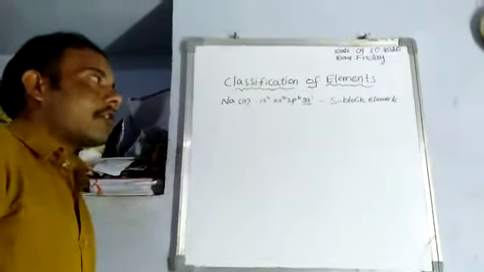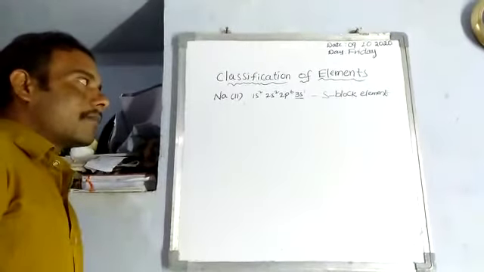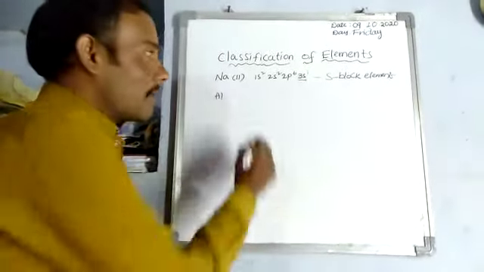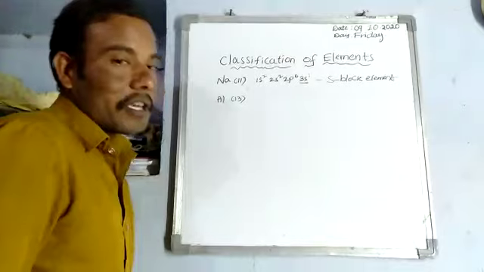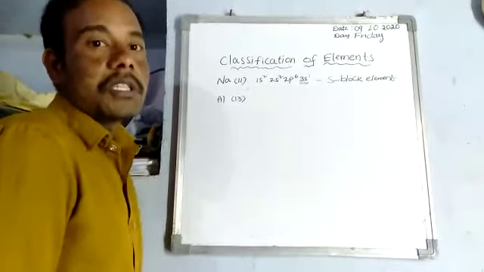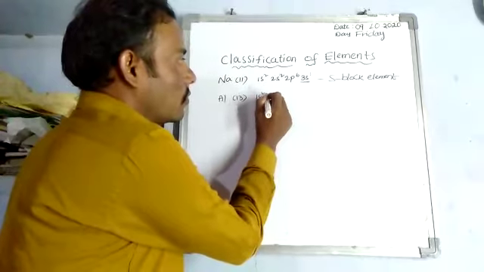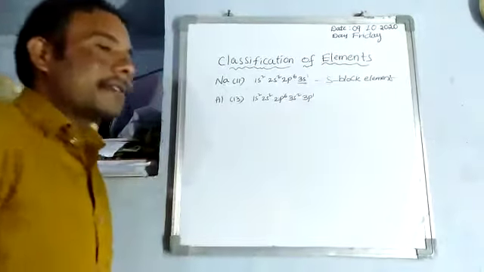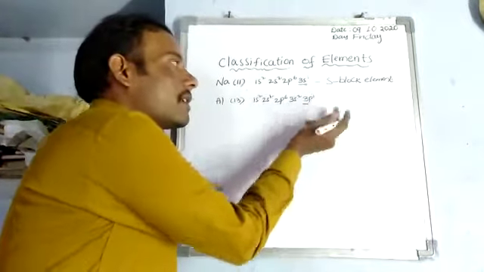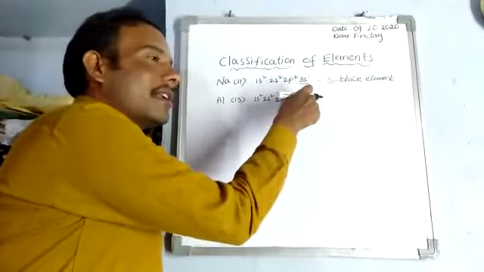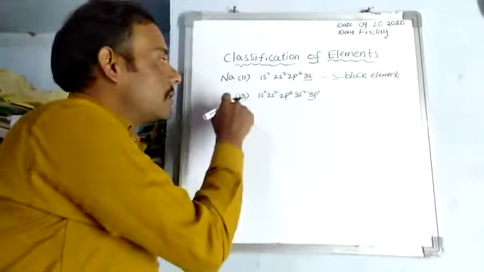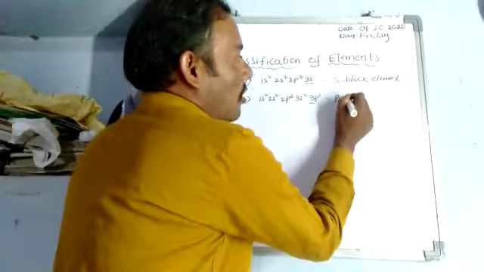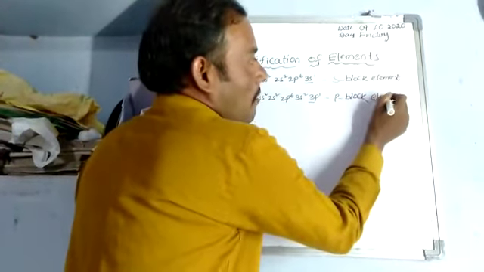Now another example we are taking: aluminium. Aluminium atomic number is 13. The electronic configuration is 1s2, 2s2, 2p6, 3s2, 3p1. Here in this 3p1, the last coming electron enters into the p orbital of the valency shell. So this belongs to p block elements.